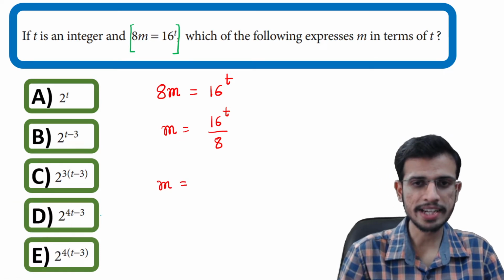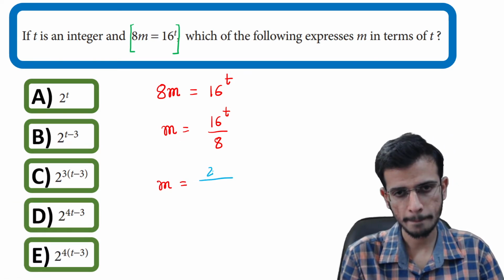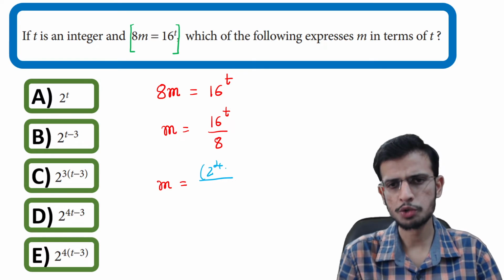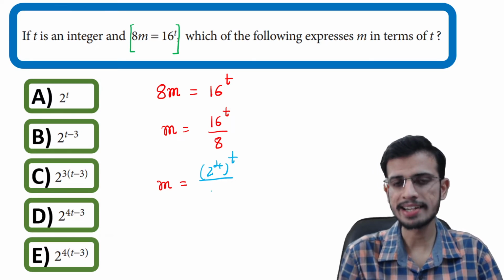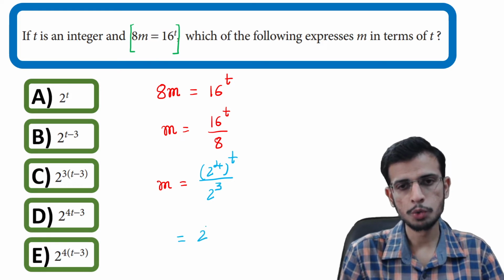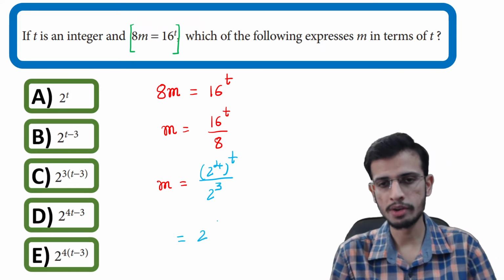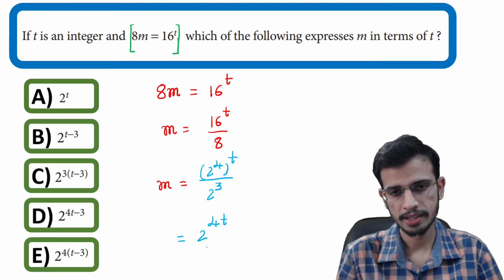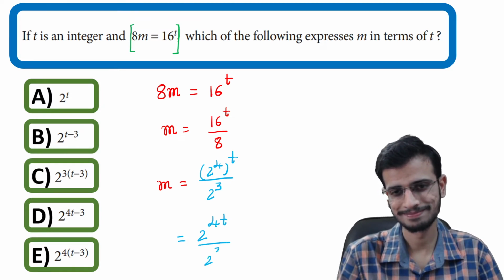So can I write 16 as 2 raised to 4? Yes, 2 raised to 4 is 16, and can I write 8 as 2 raised to 3? So that will be equal to 2 raised to 4 raised to t, so it will be 2 raised to 4 times t, and this will become 2 raised to 3.